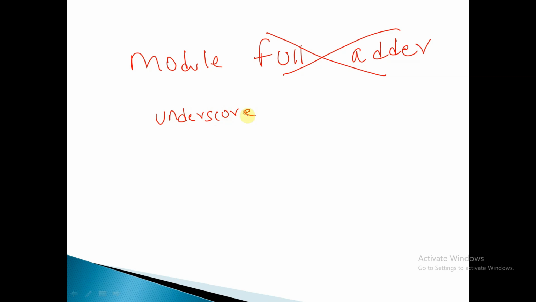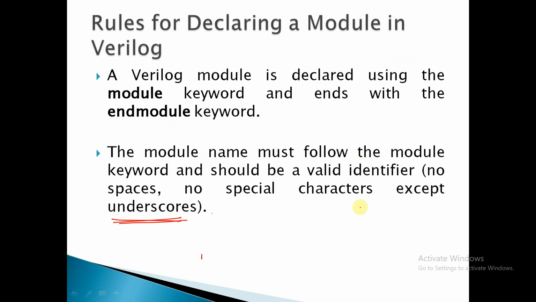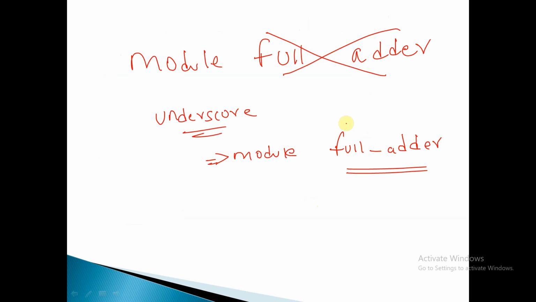You can use underscore, underscore is valid. Let's say module full_adder, like this you can use. Except underscore, no other special characters are used when you write your identifier name, like dollar or hash. All these special characters, percentage and so on, are not allowed when you are declaring your identifier or the module name.